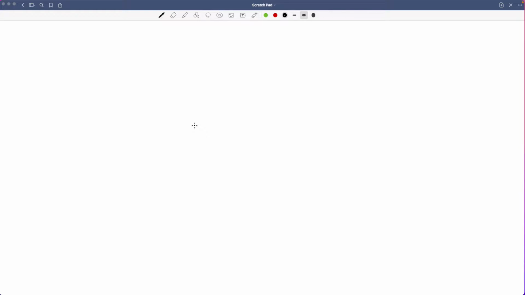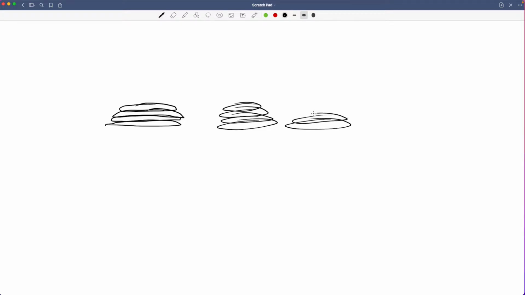To illustrate this pattern, I'm going to show you 3 stacks of pancakes. Let's do 4 pancakes here, and 4 pancakes here, and 4 pancakes here. I know these are not the best looking pancakes in the world.